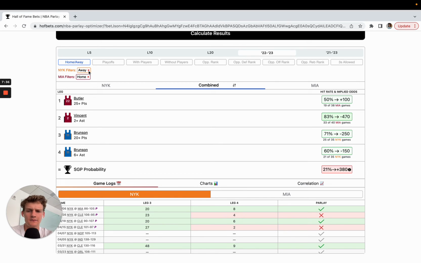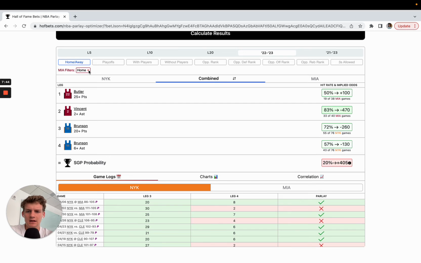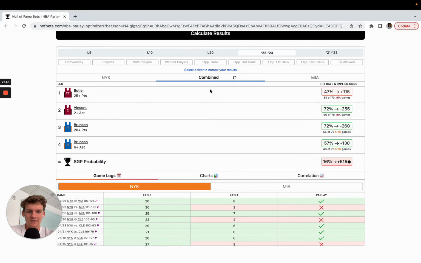One team that I can think of, for example, is the Warriors. The Warriors are much better at home this season than they have been on the road. So that might be one team where these filters definitely come in handy. So again, when you're looking at the combined view, it will apply both filters as well.